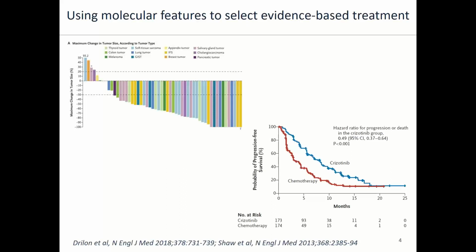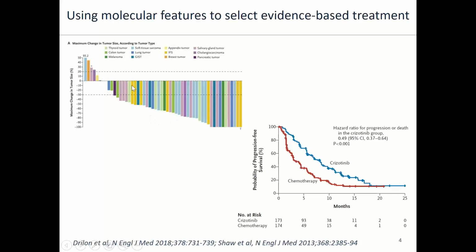So the first one is to use molecular features to select evidence-based treatment. And this is what we would do, for example, just two examples here. One is a drug that targets a very specific molecular abnormality, namely the TRK fusion.